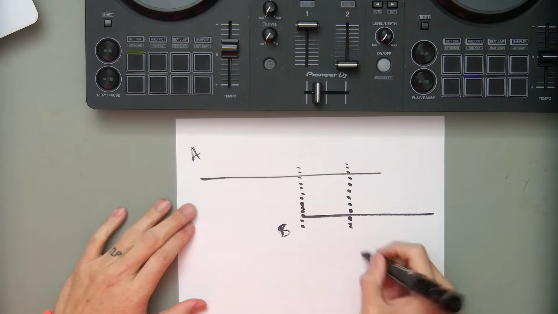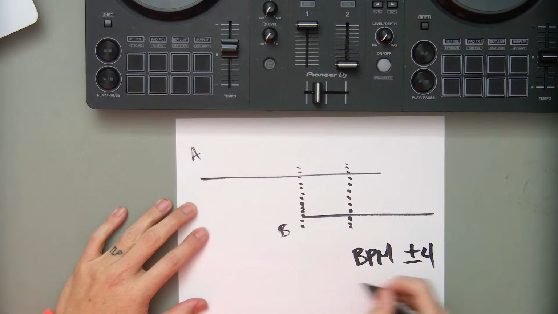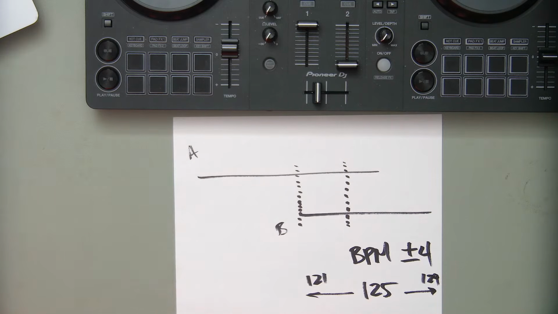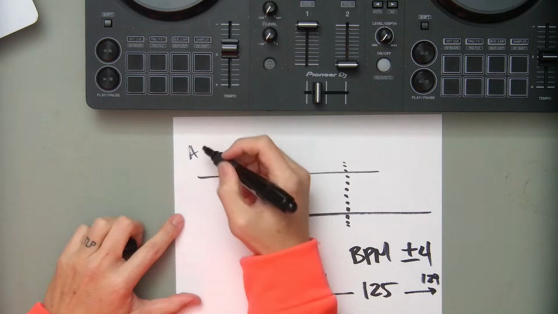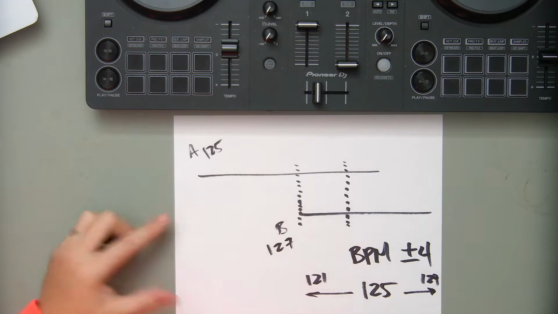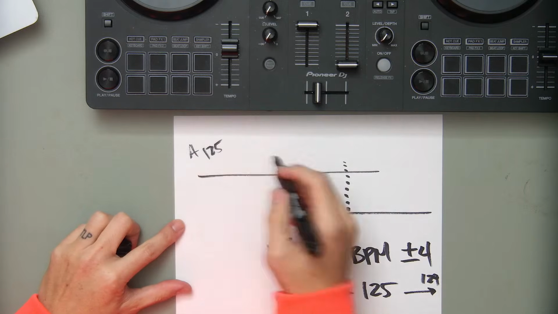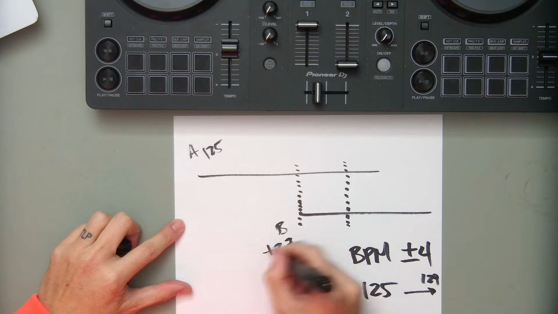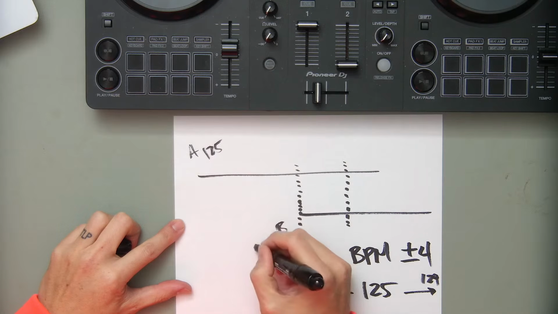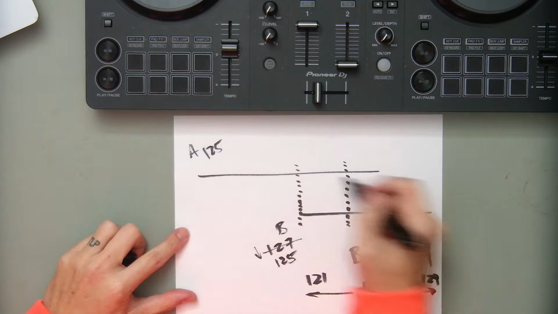So we want to consider the BPM, and my rule of thumb is plus or minus 4. If I've got a song that's 125 beats per minute, I'm looking for something between 121 and 129. That gives us an idea of what we're looking for. Let's say this one was 125 and this one was 127. We're going to beat match them, whether you do this manually or use sync. Let's say A is playing. I'm going to make 127 now 125 by pitching it down a little bit. Now it's 125.